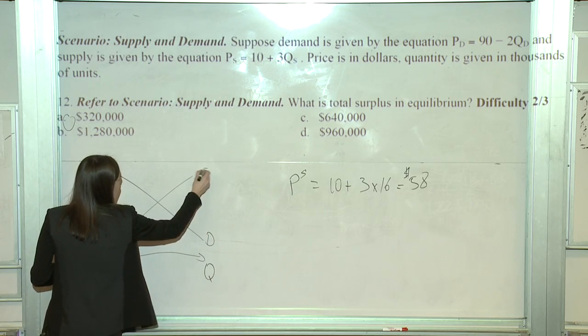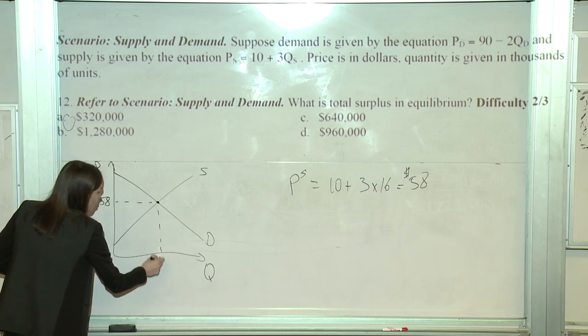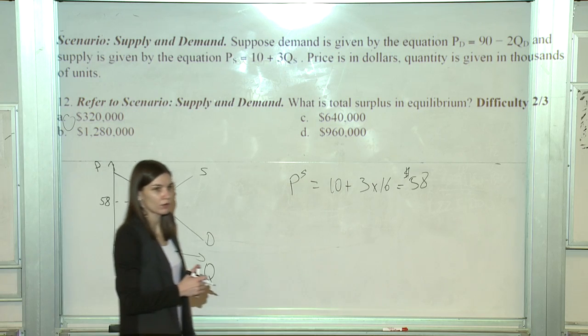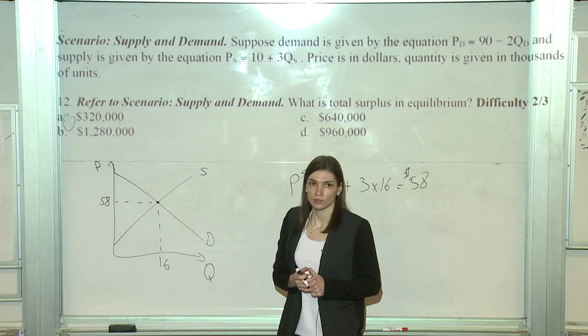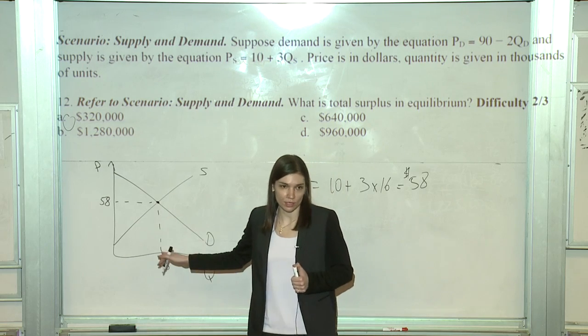This is the demand curve. This is the supply curve. I know the equilibrium price was 58. And the equilibrium quantity is 16. What else do I know about these two curves? What else can I label? Well, you could label the y-intercepts of both supply and demand. Exactly. I can label the two intercepts, right?